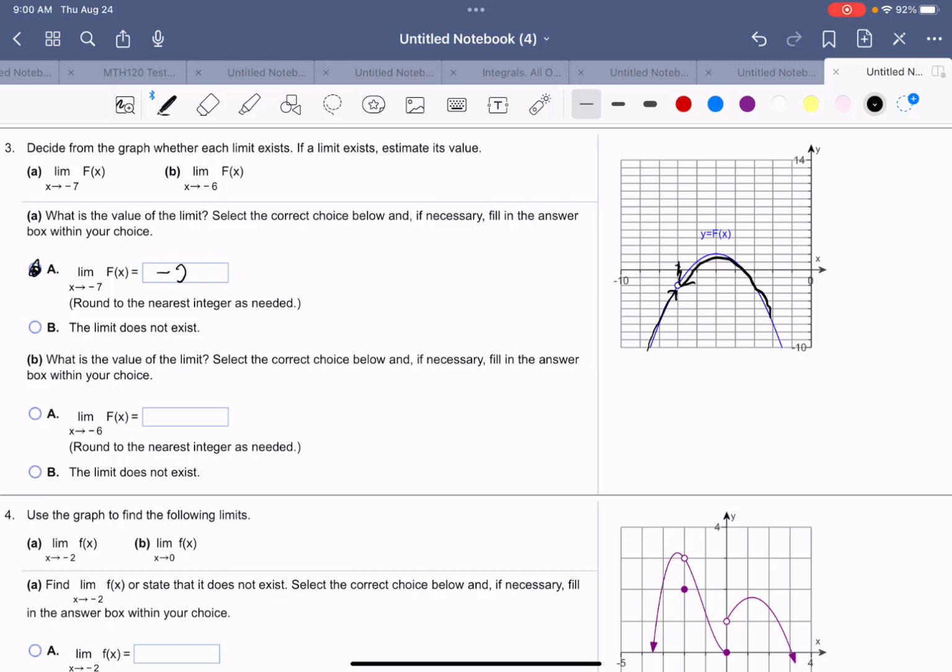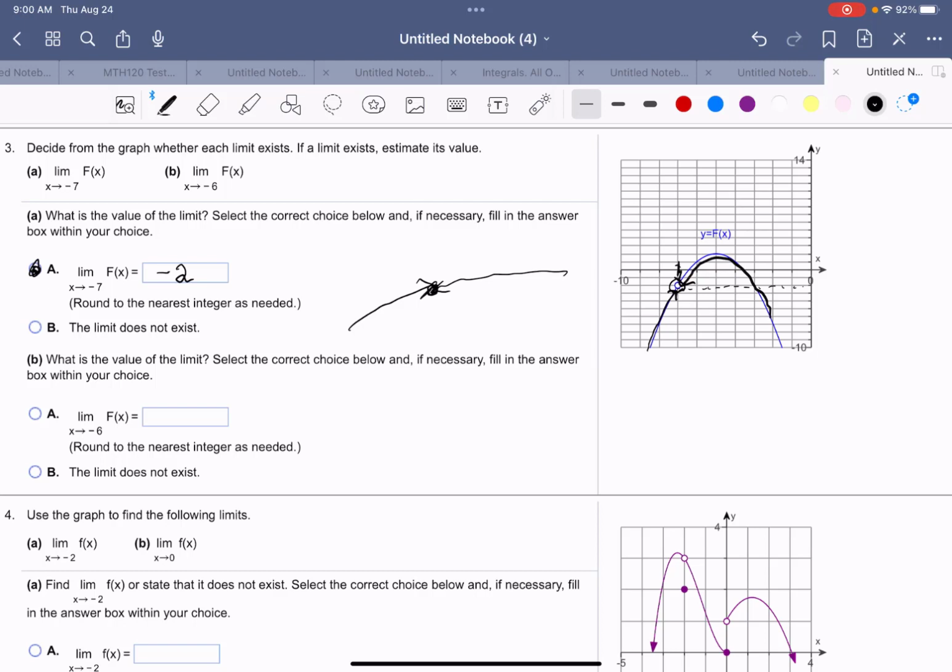Because look, the function value there, or the y value, would be negative 2, regardless of whether the function is defined at that exact point or not. As long as the limits from the left and right are the same, and that means that you're coming in together from the left and from the right to the same place, regardless of whether that's an open circle or if it is indeed closed.